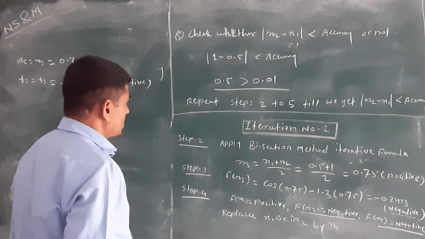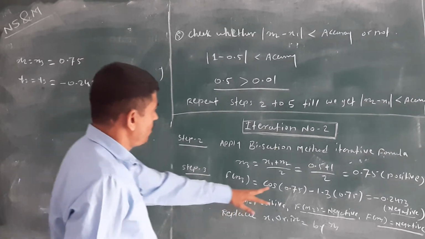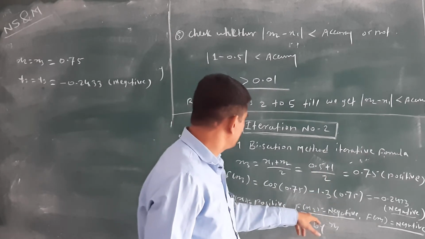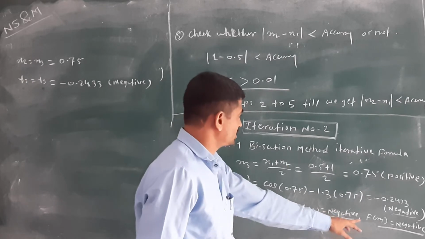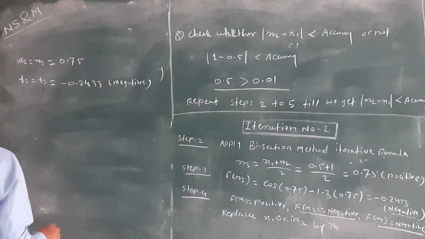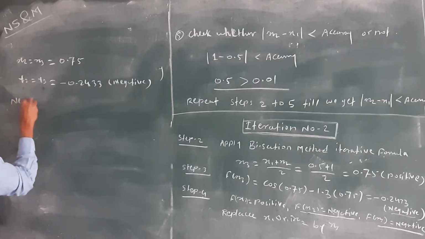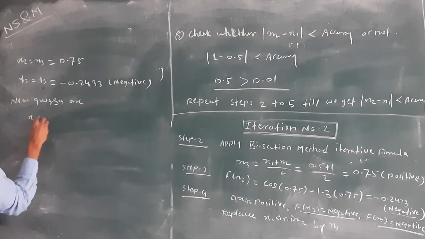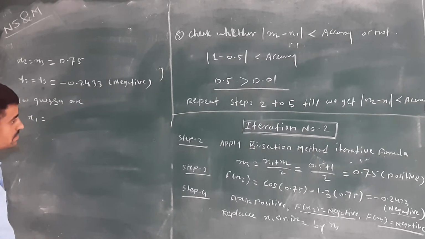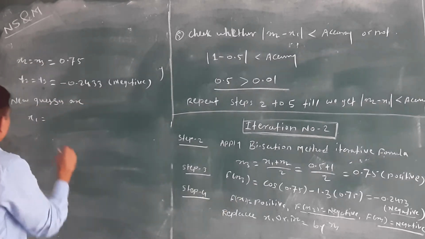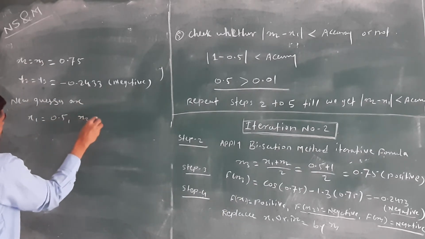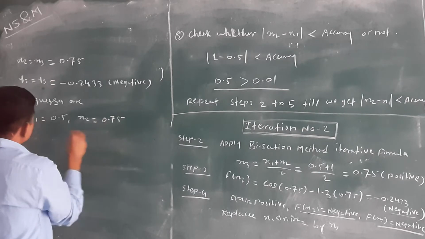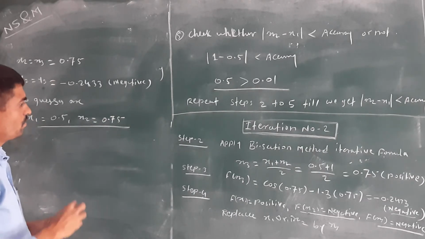What is the new guess again? Check that. Here we have found this value x1 as it is. We have replaced only x2, since x2 is equal to x3. You will get the new value for x2. Then the new guess: x1 is equal to 0.5 as it is, and x2 is equal to 0.75. This is your new guess.